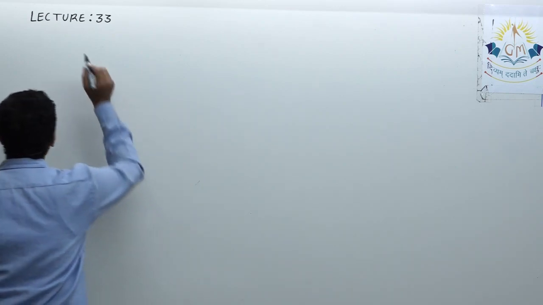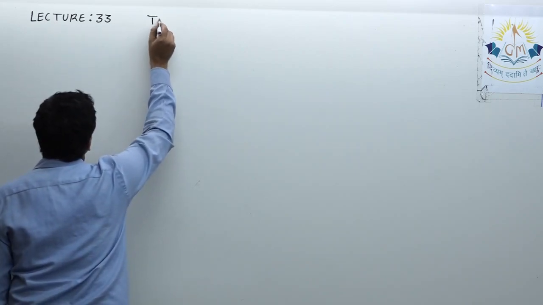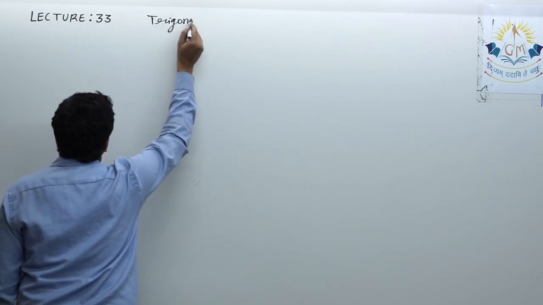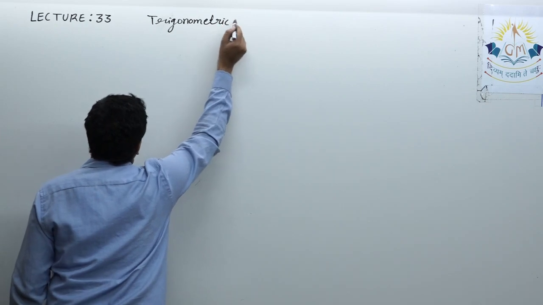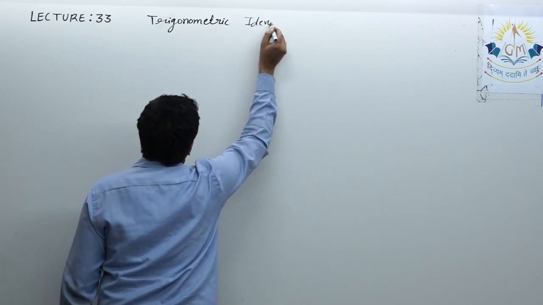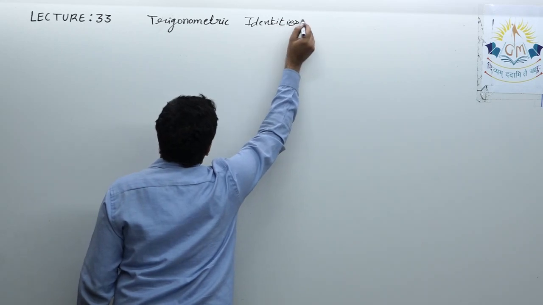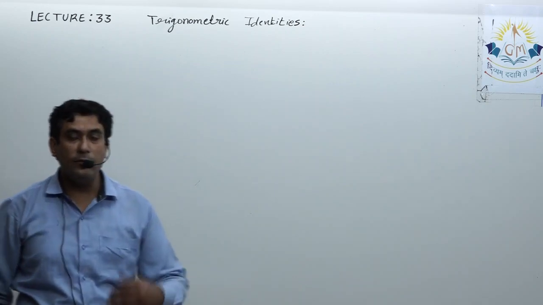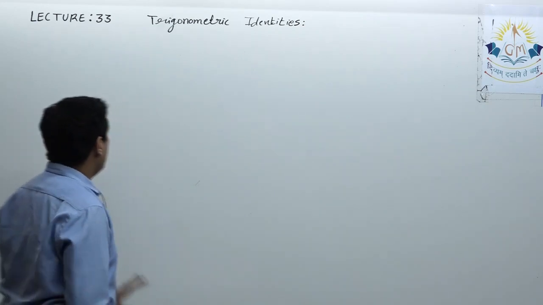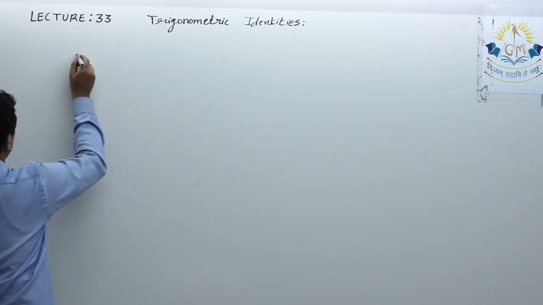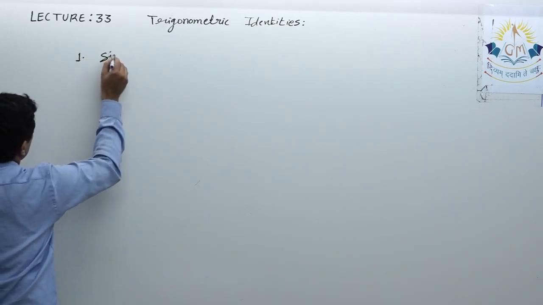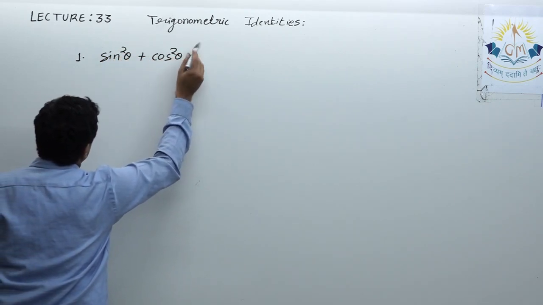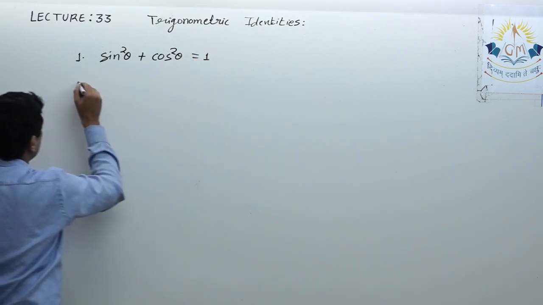So very first, here I am writing the topic that we are going to discuss today: trigonometric identities. As I told you, when we solve questions related to trigonometric identities, we also need some algebraic identities. But here I am going to give you the trigonometric identities. So the very first identity is sine square theta plus cos square theta is equal to 1.